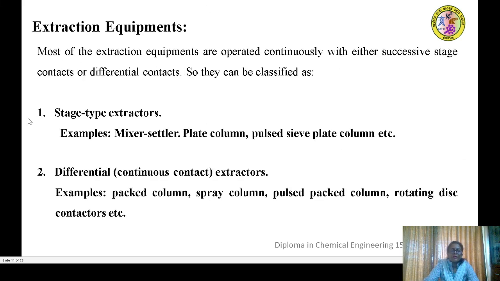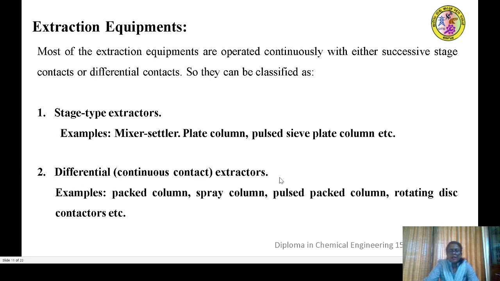However, based on the type of operation involved, most of the extraction equipments are operated continuously, because in most cases it is a large scale operation carried out in industry. The continuous operation may be a successive stage-wise contact operation or a differential contact operation. Accordingly, we have two types of extractors: stage type extractors, and continuous contact or differential contact extractors. Examples of stage type extractors are mixer settler, plate columns or tray columns, and pulsed sieve plate column, which is a modification of the plate column. In such stage type extractors, the extraction operation is carried out in a stage-wise contact manner.